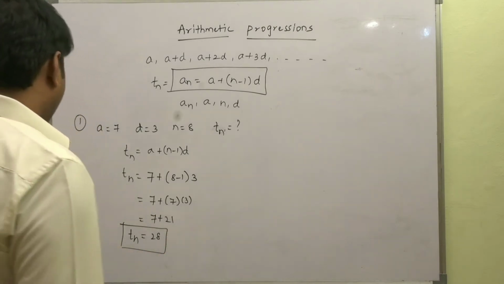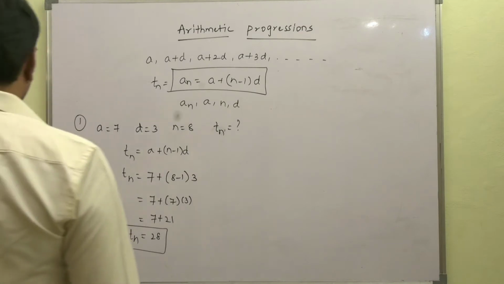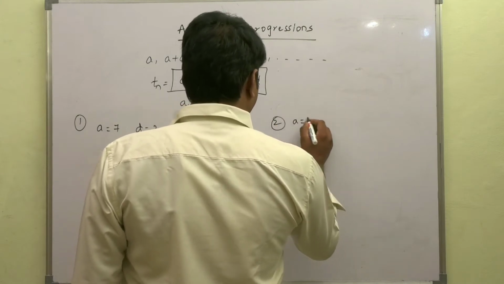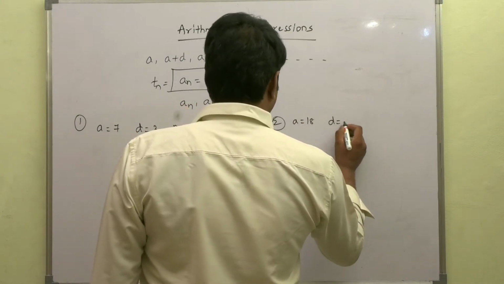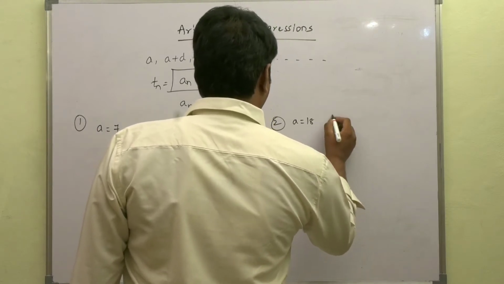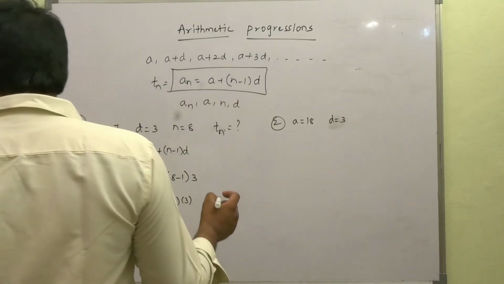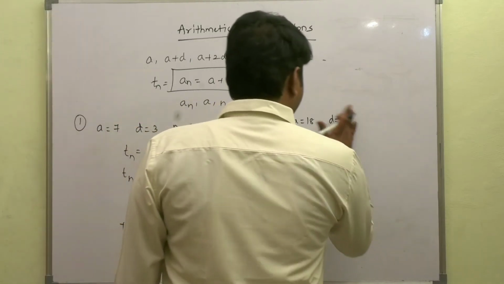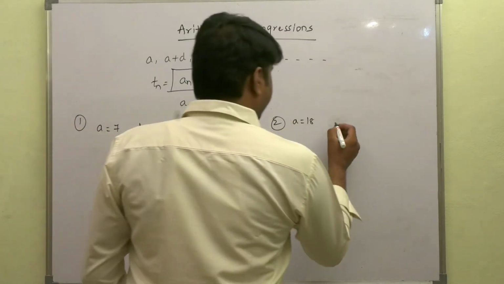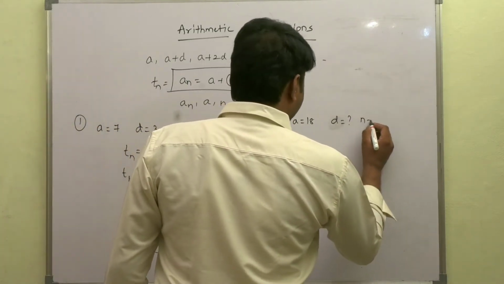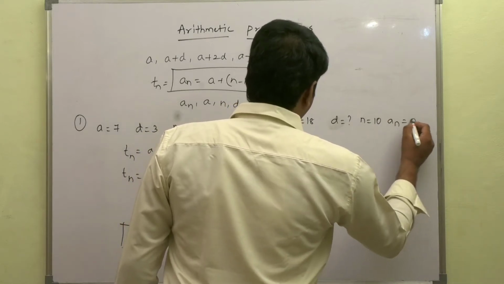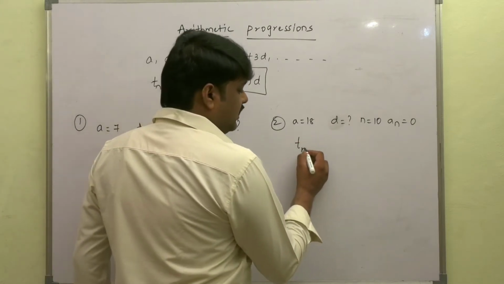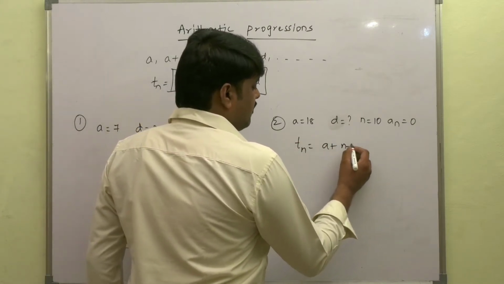Okay, now let us take one more thing. Here a is given as 18, d is given as 3, and we have n equals to 10. Let us find here d, we need to find it out. N equals to 10 and an is given as 0 according to this problem. Okay, anyway, let us write the nth term of an AP: a plus n minus 1 of d.